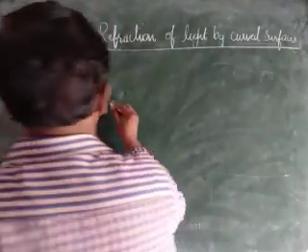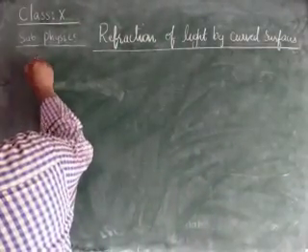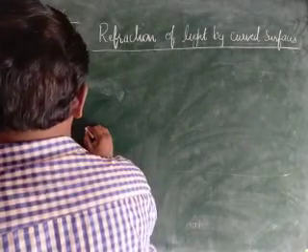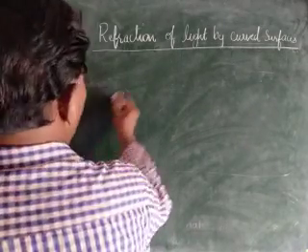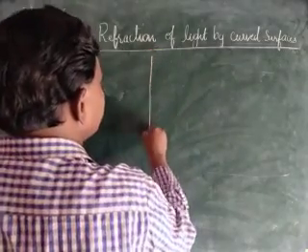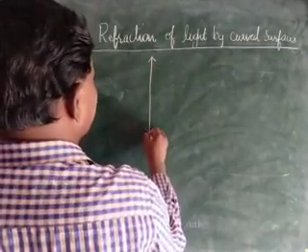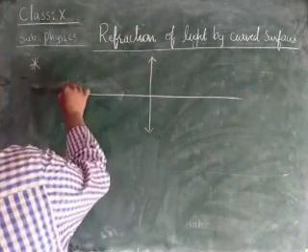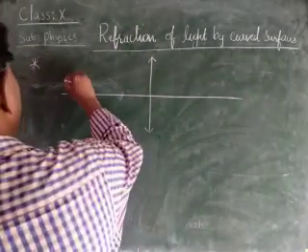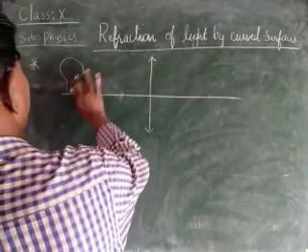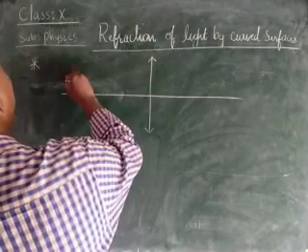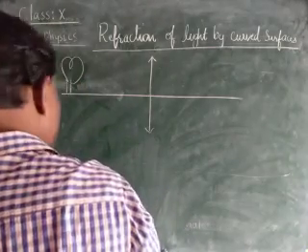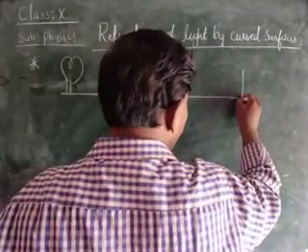As the problem is given in the textbook, I am not writing the problem on the board, I am just drawing the figure. This is a convex lens. Here, what is he saying? He is saying that an electric lamp is there. Normally we indicate the lamp by this symbol, children. The lamp is given, and here a screen is kept.